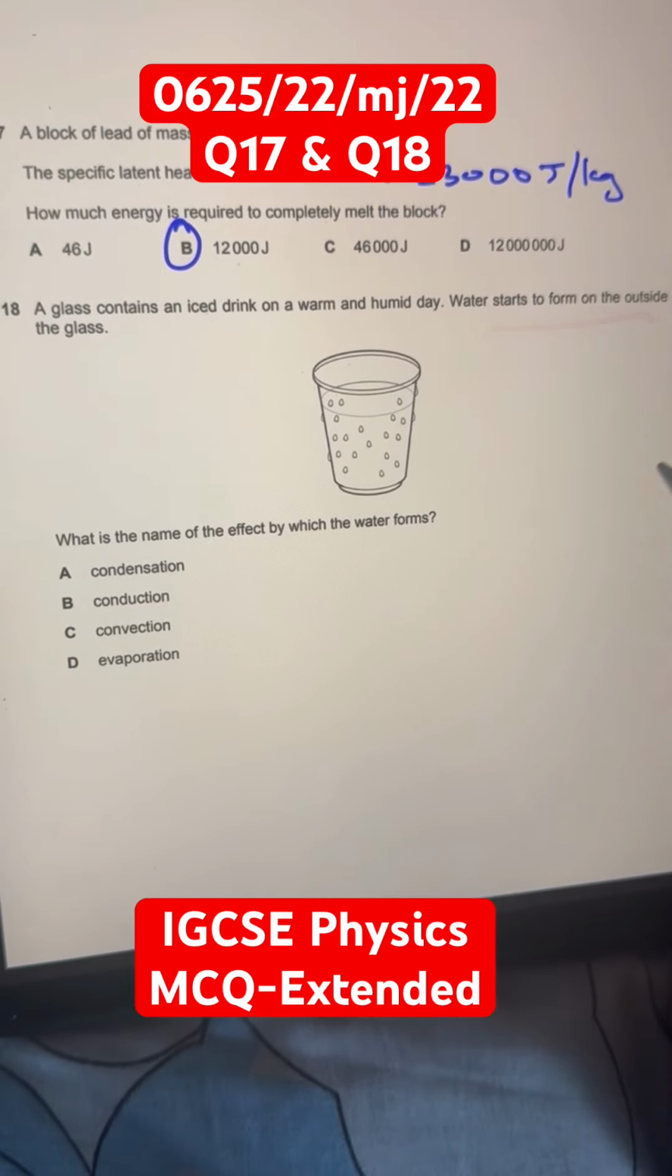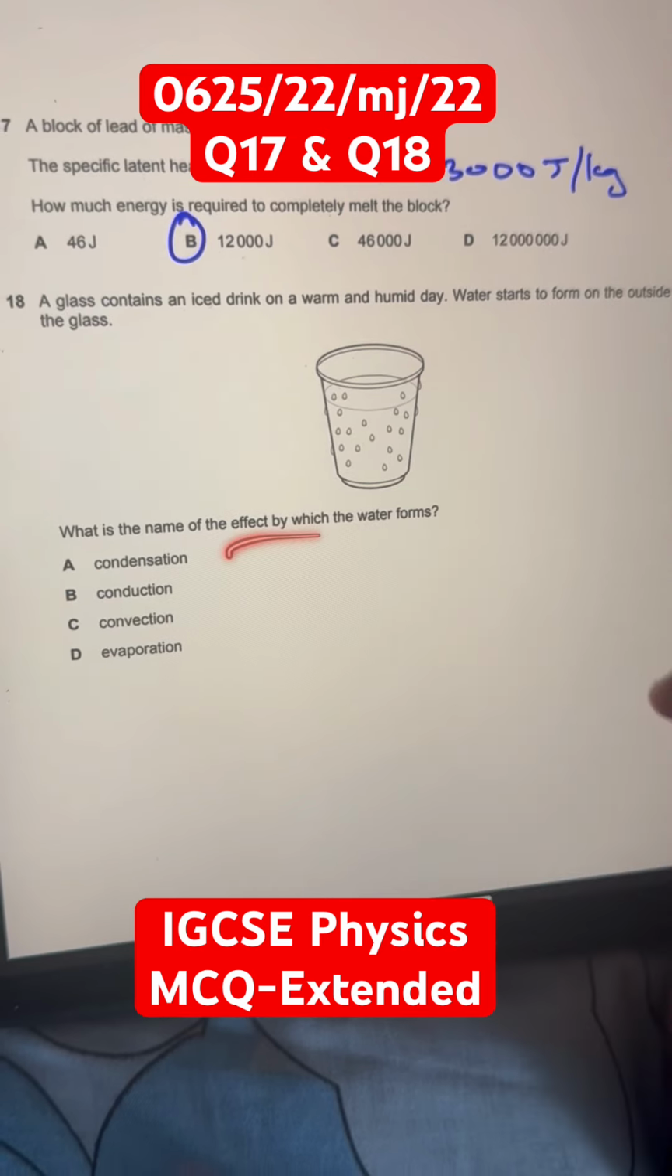Now for question 18, a glass contains an iced drink on a warm and humid day. Water starts to form on the outside of the glass. What's the name of the effect by which the water forms?